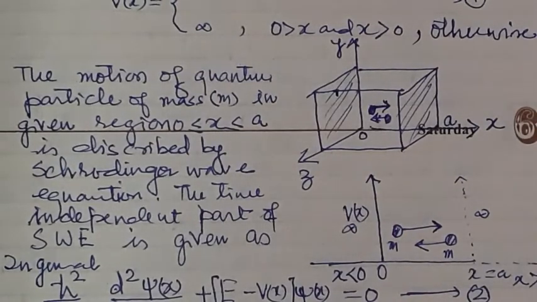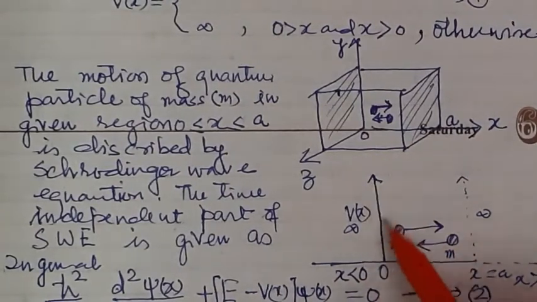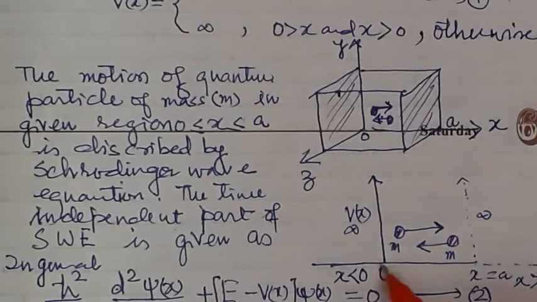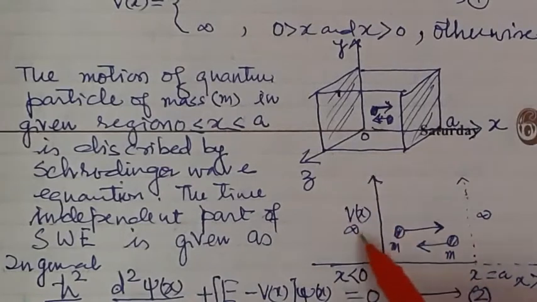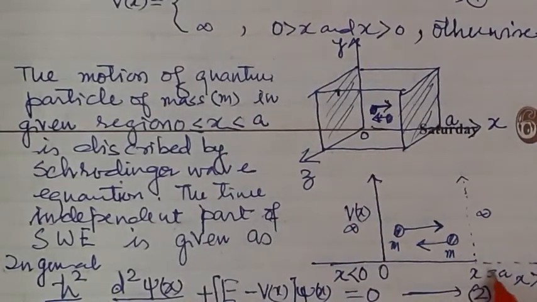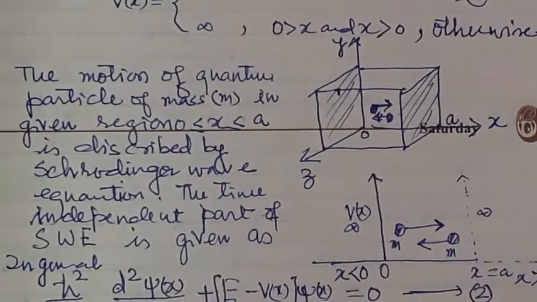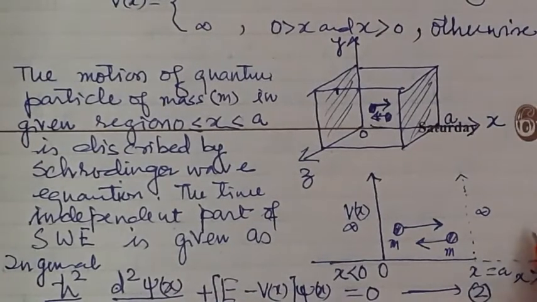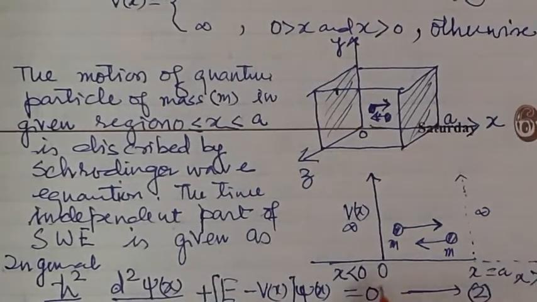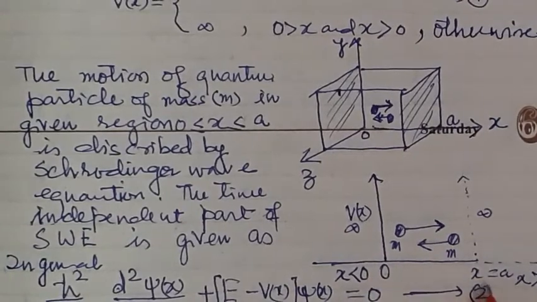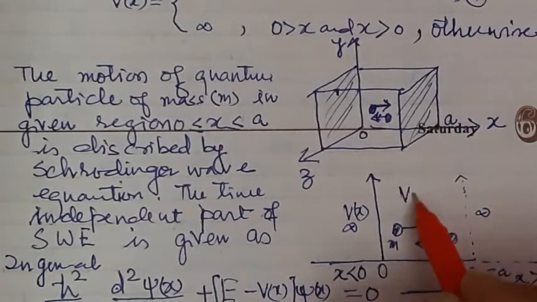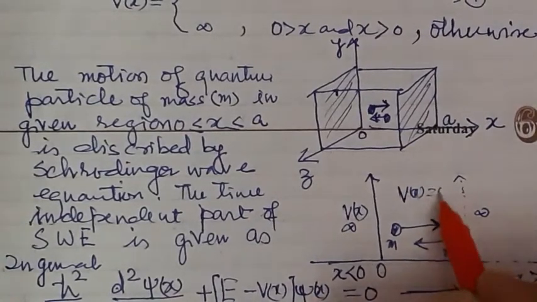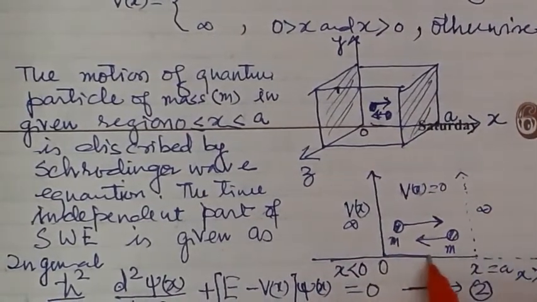Let us consider the plot of the potential function. At x equal to 0, the potential is set to be infinite. Beyond this, it is infinite. At x equal to a, the potential is again infinite. But between x equal to 0 and a, the potential is always 0. So this is the potential which is 0.